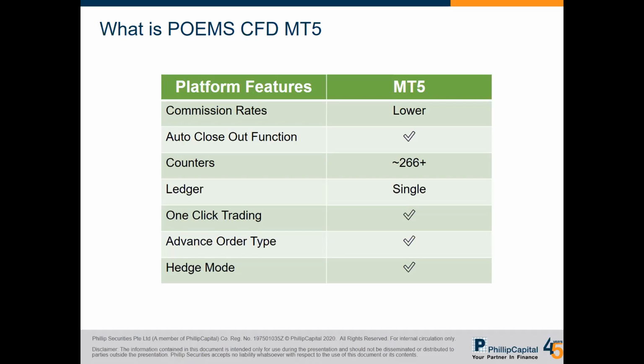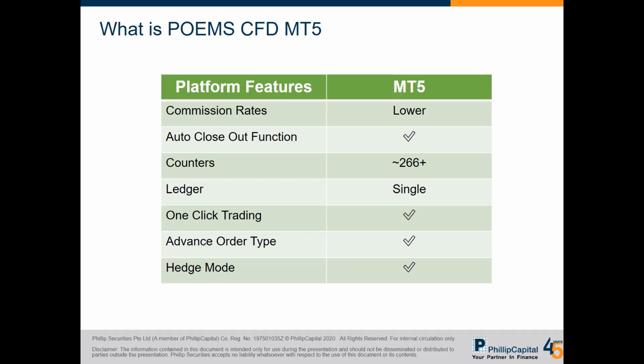Whereas for ledger, in POEMS you can convert your SGD into foreign currency to trade. Whereas for MT5, the system will only hold the margin required in SGD. For example, you want to trade a Microsoft contract, which has a 10% margin requirement. The initial margin should be around 100 USD. So MT5 will only hold the SGD equivalent of USD 100. When you make a profit, the USD 100 profit will be converted into SGD and credited into your account.